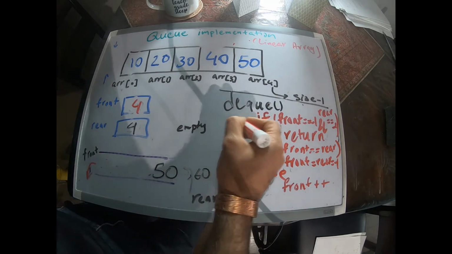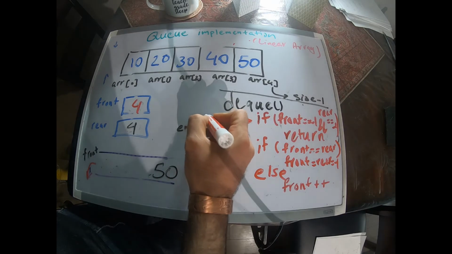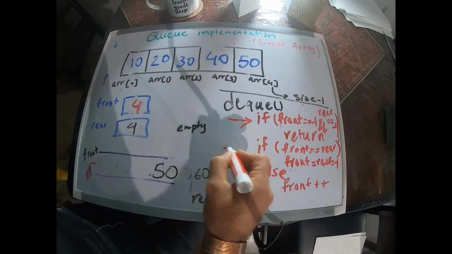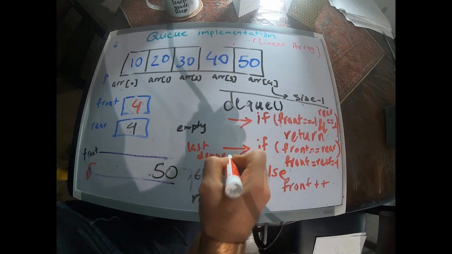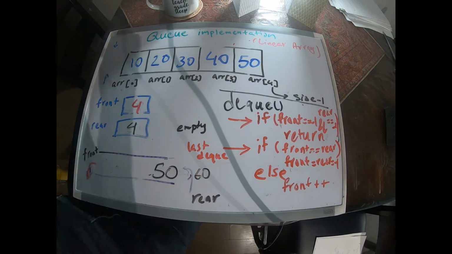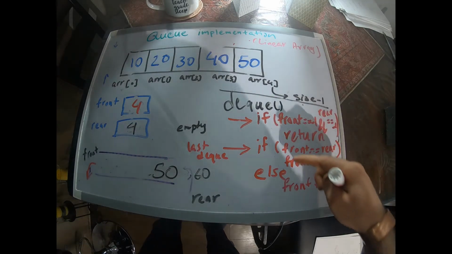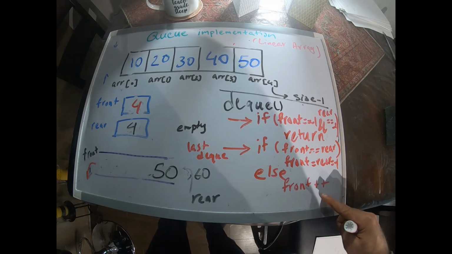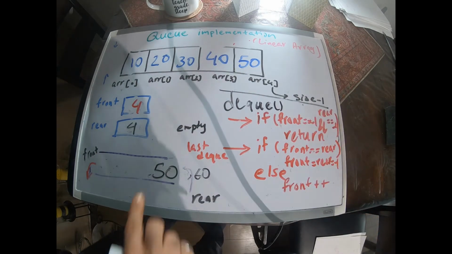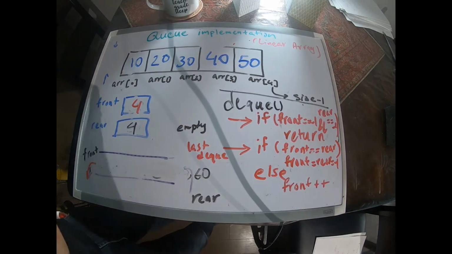Okay, so this is checking if the Q is empty or not. This is checking the last DQ, that's the legal DQ operation, and otherwise we're just going to increment the front. And when we do this, the last number is DQ'd.